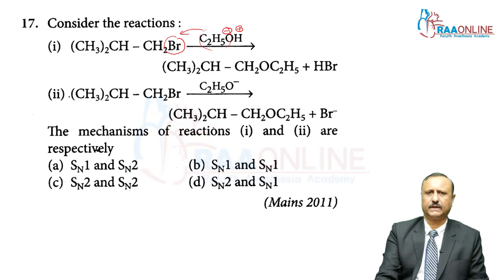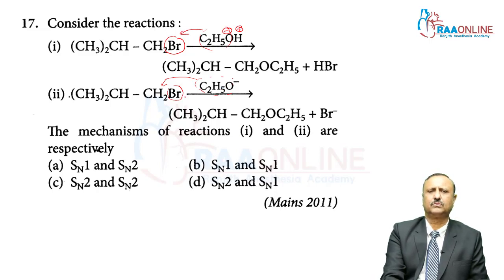Here, my dear students, you can see Br is replaced, and this C2H5O minus is attached in place of this Br. So, you can see here that no inversion takes place. So, these are called SN2 type reactions. These are called SN2 type reactions because in SN2 type reaction carbocation is not formed. So, you can see your concept.